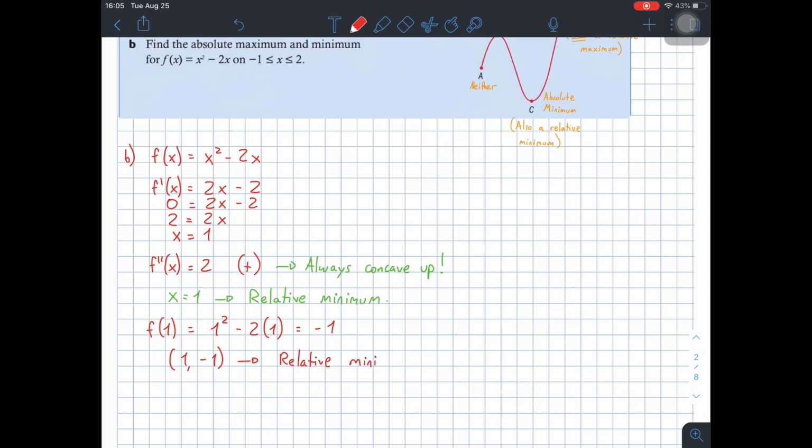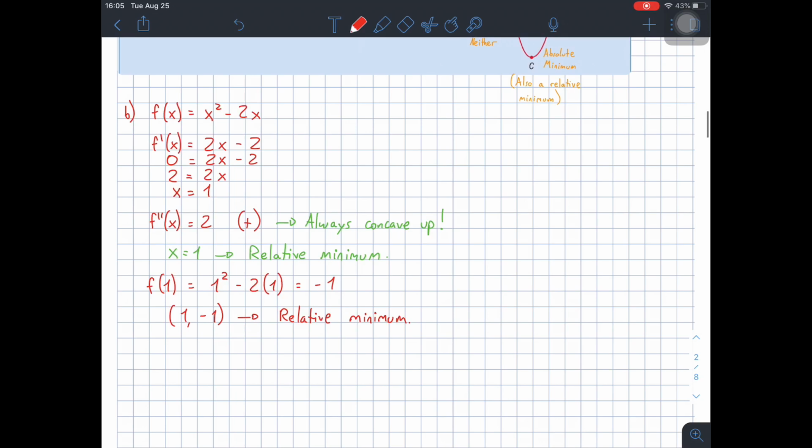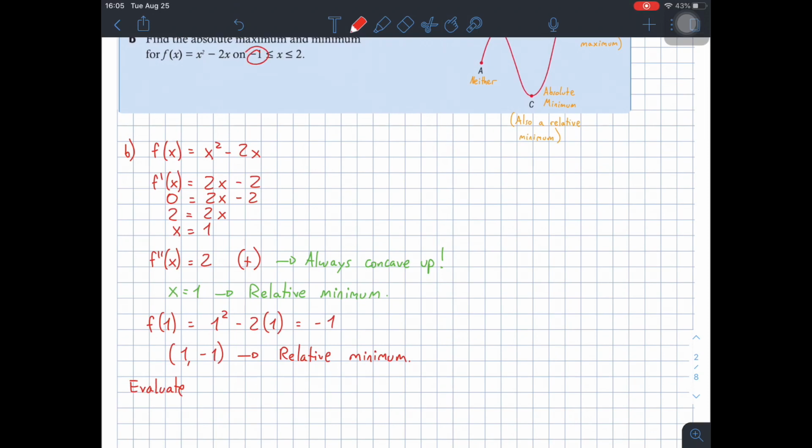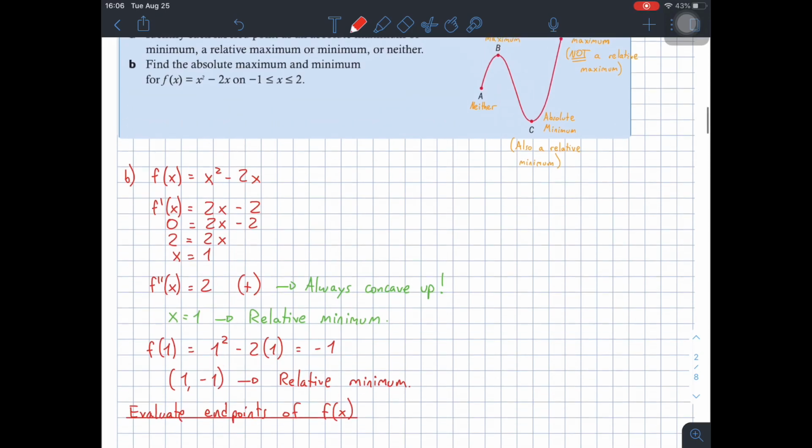But for now, it's a relative minimum. Okay, now we're going to do what I just told you, which is to evaluate the endpoints of the function, which are this value and this value. So, evaluate endpoints of f of x.